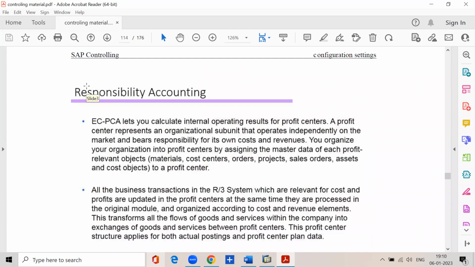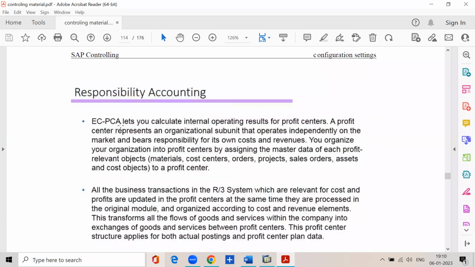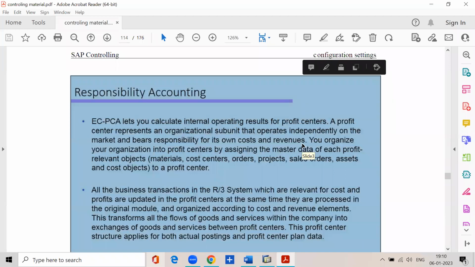So this is also called responsibility accounting. Profit center accounting is also called responsibility accounting. ECPCA: EC means enterprise control, PCA means profit center accounting. It lets you calculate internal operating results for the profit centers. A profit center represents an organizational subunit that operates independently on the market and bears the responsibility for its own costs and revenues, simply saying products. So normally, as I told you, profit centers are used to find the profits according to product lines or products. Each product is independently operating in the market.